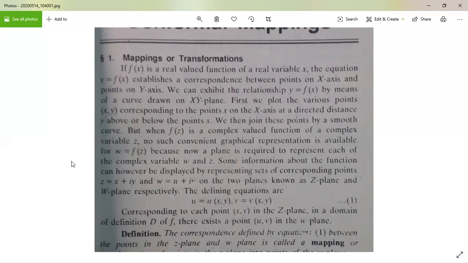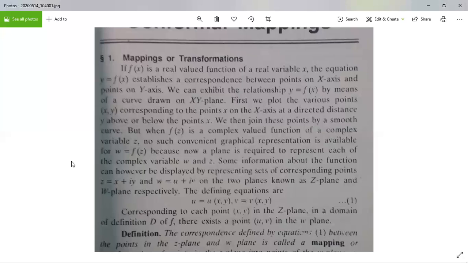That means we can transform the curve in one plane to a transformed curve in another plane. The first plane is known as z plane and the second plane is known as omega plane. The original equation will be represented in the z plane and the transformed curve will be represented in the omega plane by defining u equals u of xy and v equals v of xy, corresponding to each point xy in the z plane in a domain of definition D of a function f.